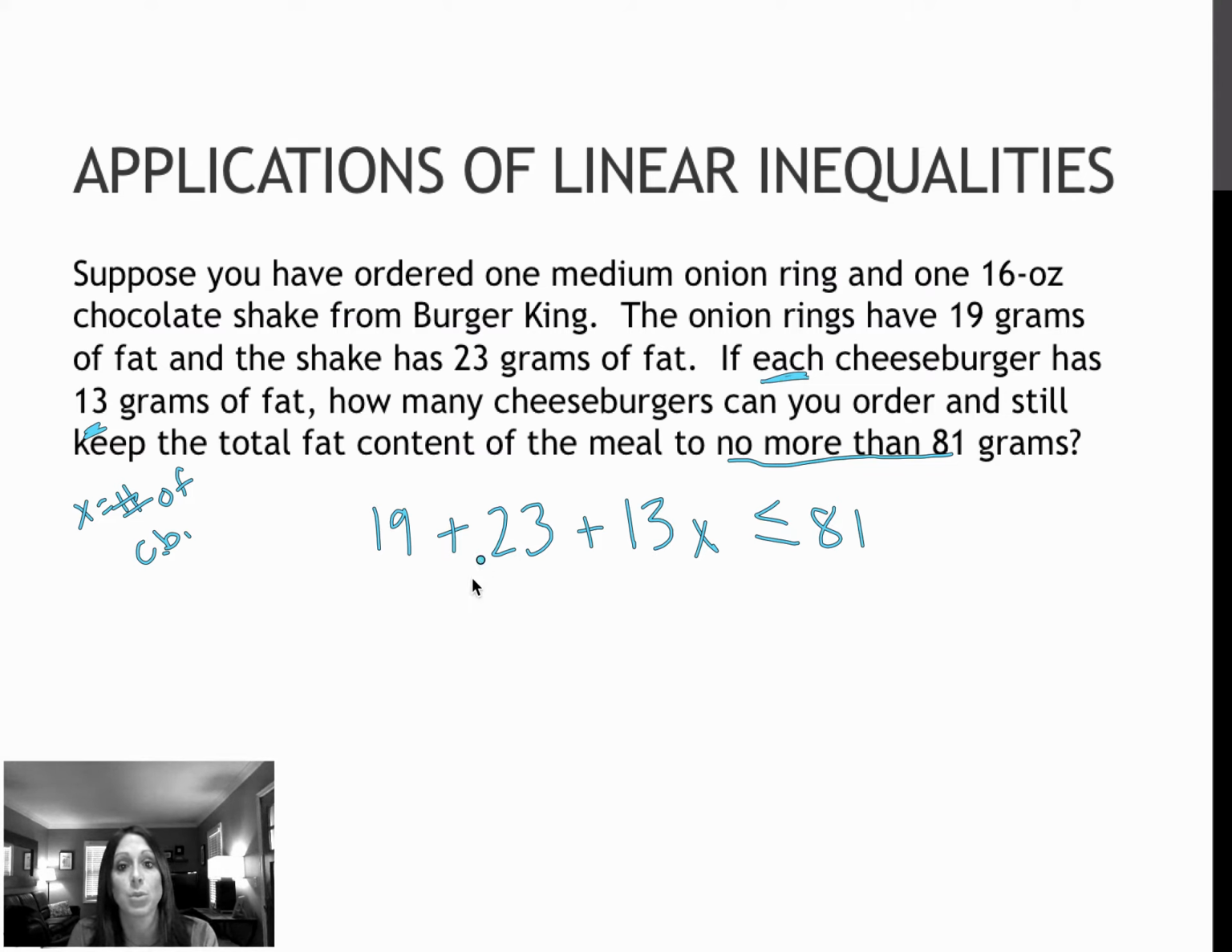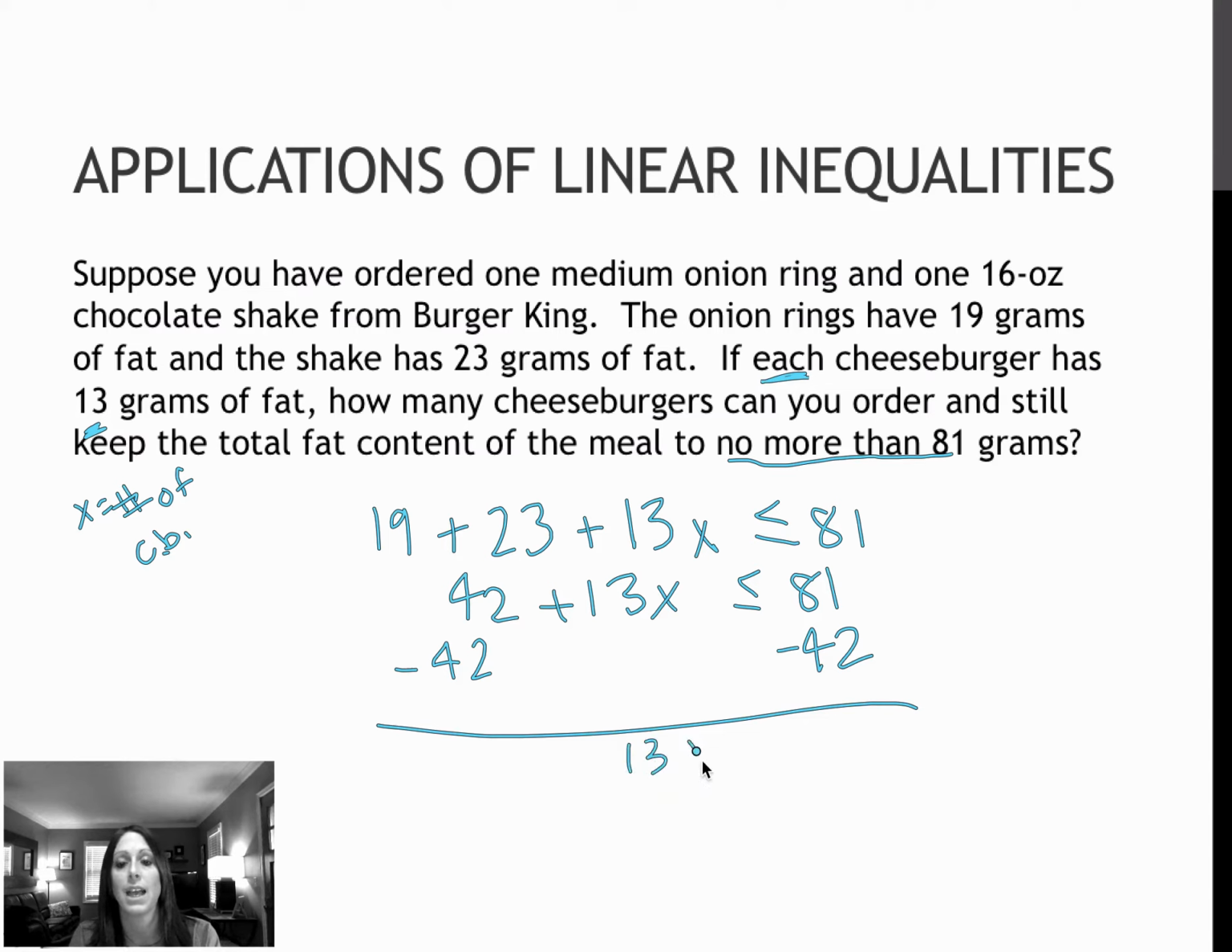So 19 plus 23 is 42. I'm going to subtract 42 from each side. And that gives me 13x is less than or equal to 39. And then I'm going to divide by 13 to get x is less than or equal to 3. Again, I'm not going to take the time to write the sentence, but I would say that I could order up to 3 cheeseburgers to keep the fat content where I want it to be.